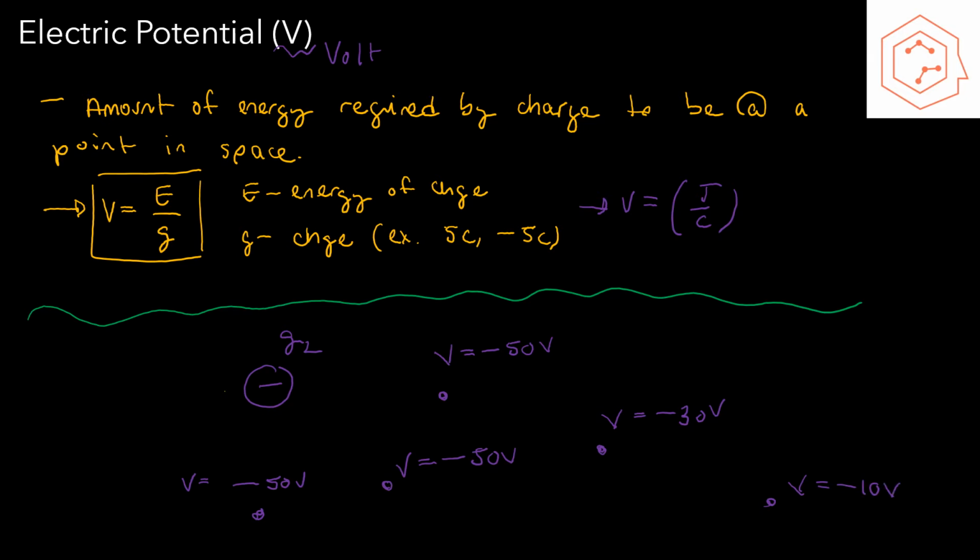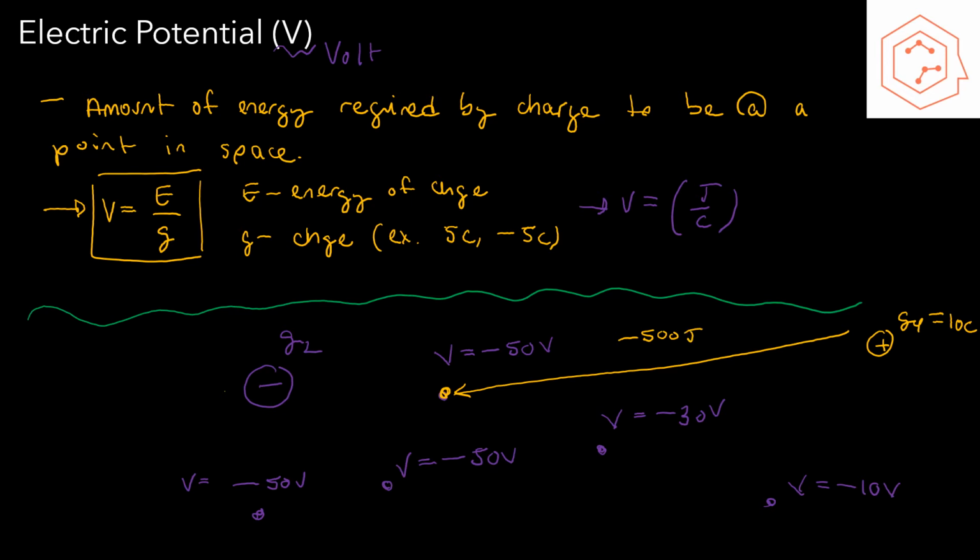And once again, if I have another, let's say, positive charge, Q4 equals 10 coulombs, then to bring Q4 to this region in space of negative 50 volts, I'll need negative 50 times 10 coulombs, which is negative 500 joules.